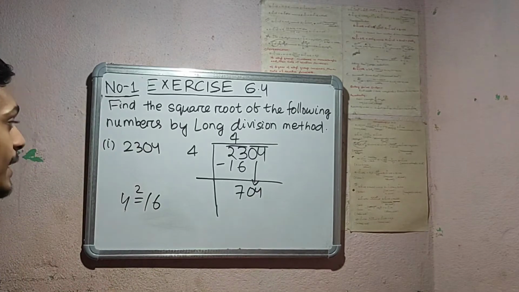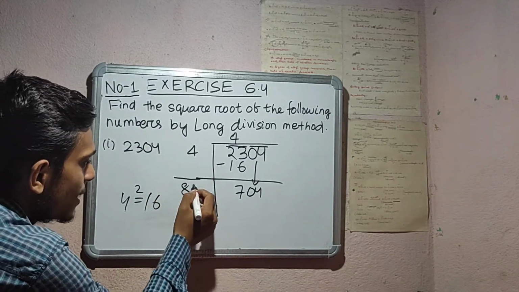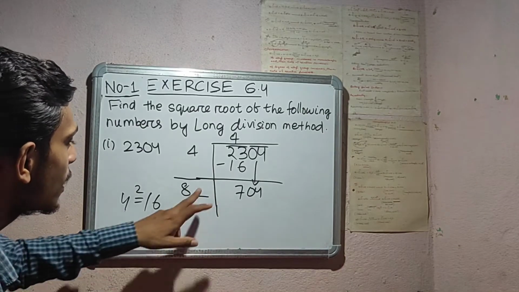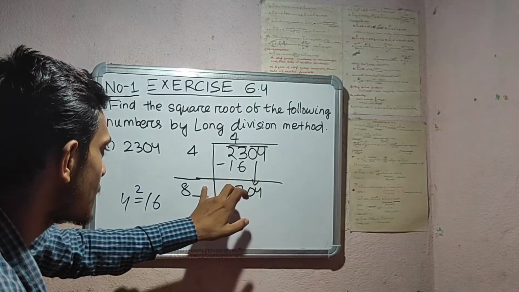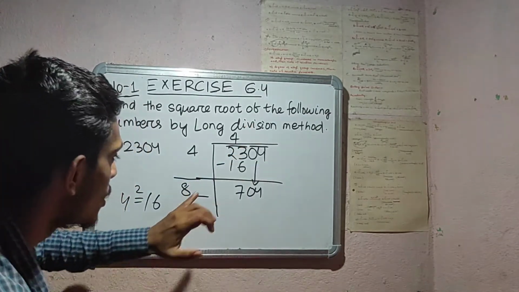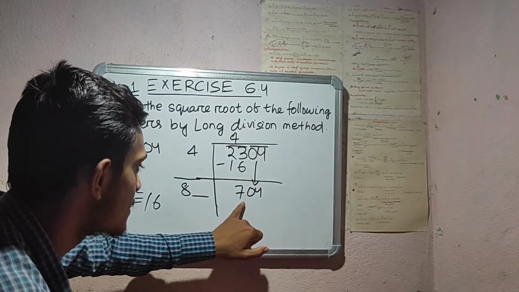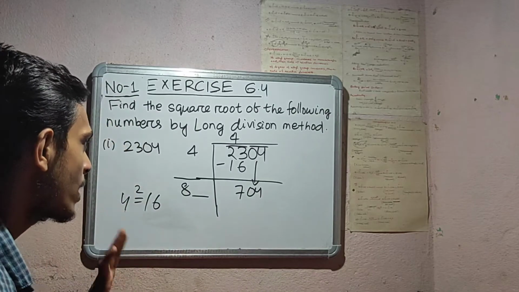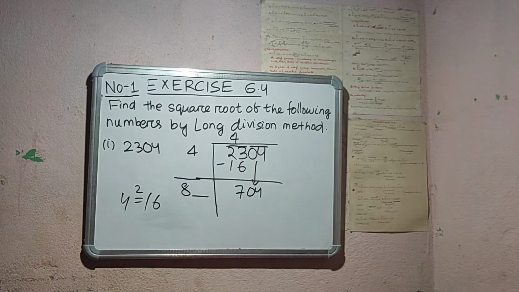Then double the divisor, that is 8, and we have to put a number next to it such that it can be multiplied with the same number. If we put 5 here, we also have to put 5 there. The product must be either less than or equal to the dividend. So we have to find such a number.